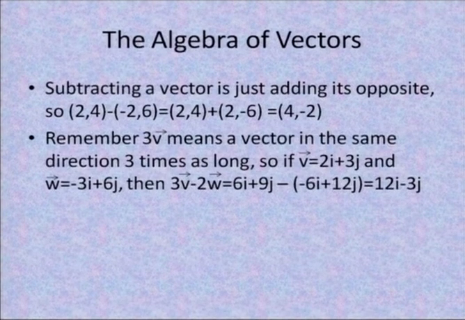If we had 2w, we'd go twice w, minus 6i plus 12j. But since we are subtracting, we add the opposite of that. So we're adding positive 6i and negative 12j to come up with our resultant vector. If you need to stop it and slow this down and go through it slower, feel free to do that.